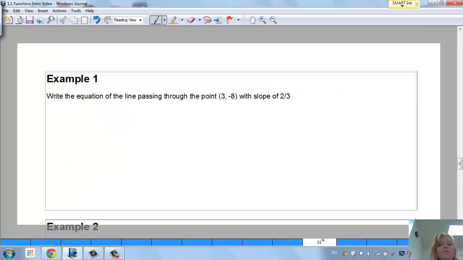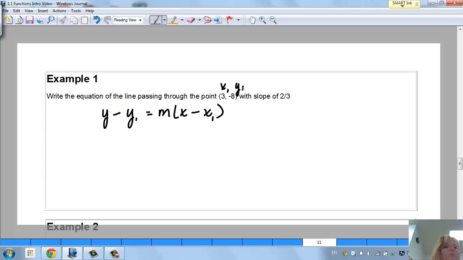Example 1. Write the equation of a line passing through the point (3, -8) and the slope 2/3. Well, this one's an easy one. I have a slope and I have a point, so I'm going to use point slope form. So I'm going to write the formula y minus y1 equals m parentheses x minus x1. All right. So here is my x1, y1. You just throw them in there and you throw the slope in there. It's really kind of cool. So make sure you put it in the right spot.